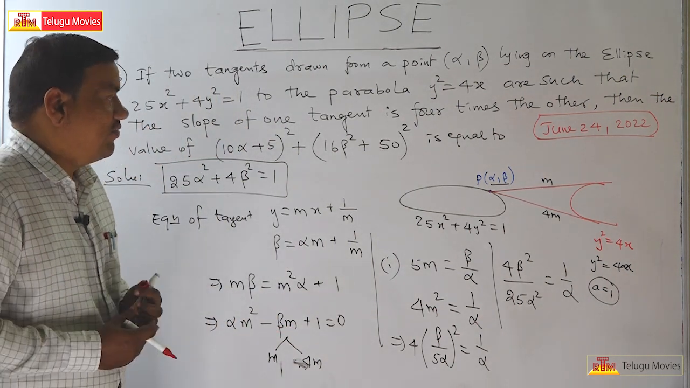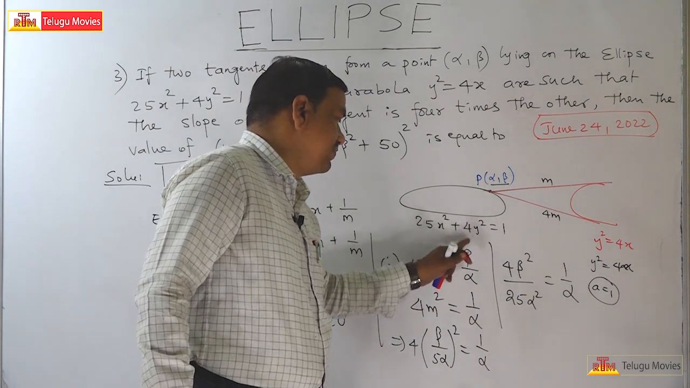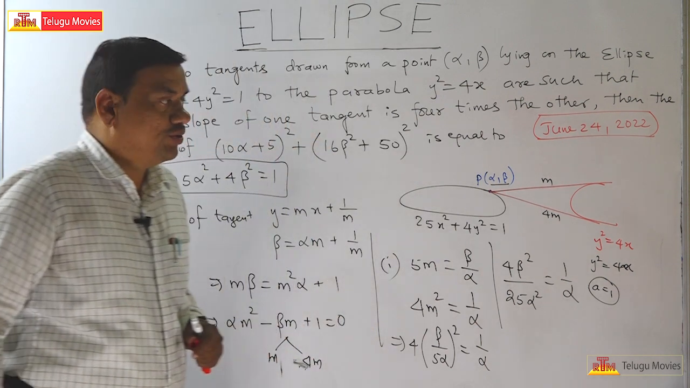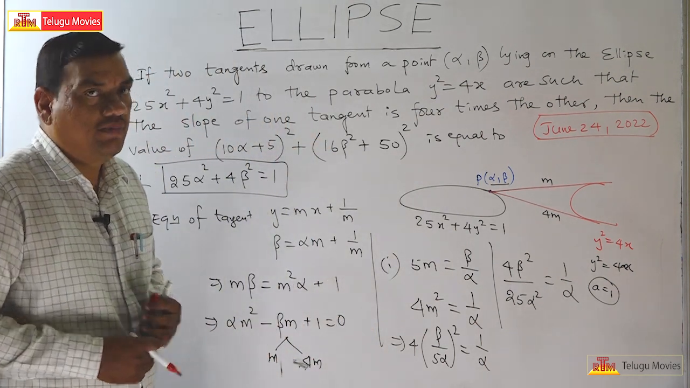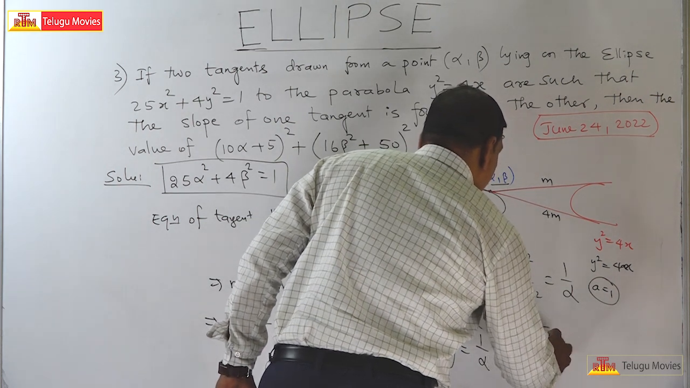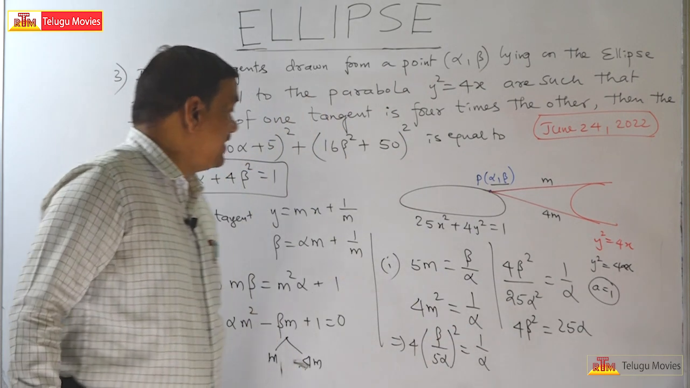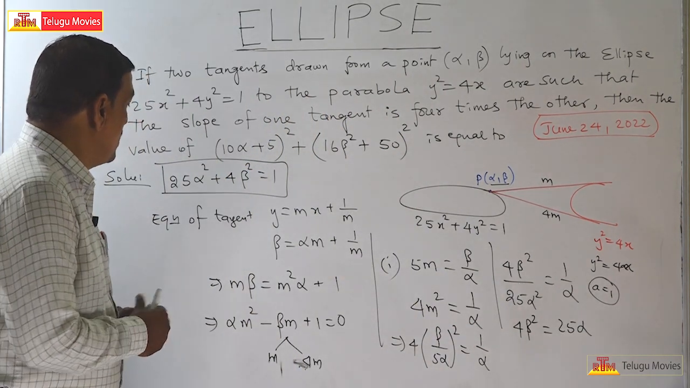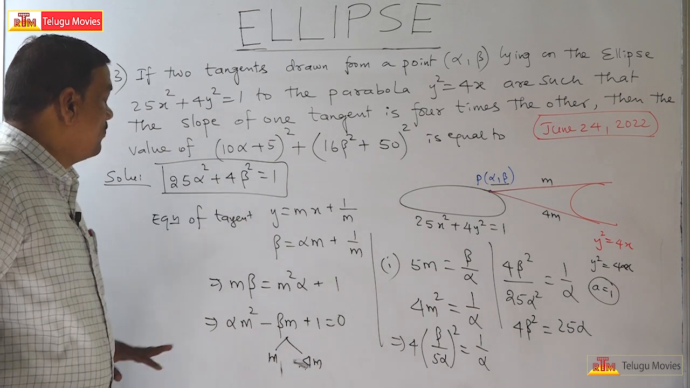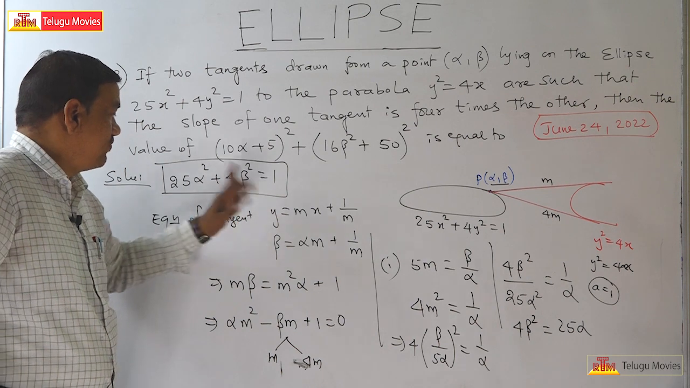Why? Because alpha cannot be equal to 0. Alpha cannot be equal to 0 because if you put 0 here, x cannot be 0. So alpha can be cancelled. So this is equal to 4 beta square is equal to 25 alpha. So 4 beta square is equal to 25 alpha, and we will substitute here.